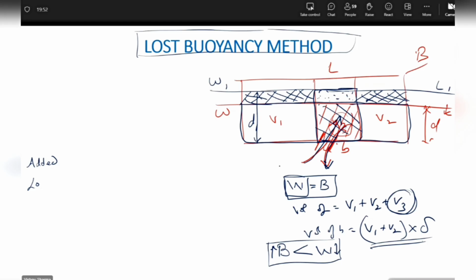Sir, am I audible? Yeah. Sir, what if the compartment was completely filled in the initial condition? Don't worry, we will deal with that. We don't rush ahead of it. Okay, let's not have too many buts and ifs.